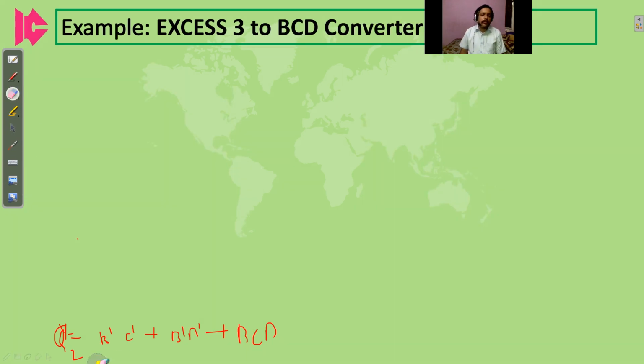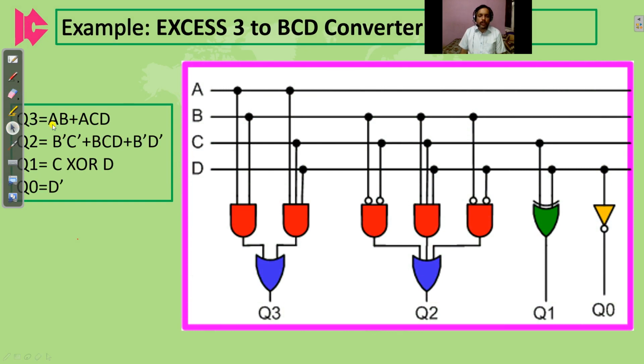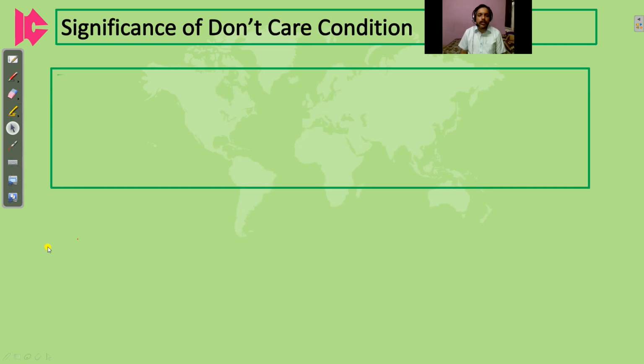Okay, if we design the circuit for this, it will have 4 inputs, with Q3 equal to A plus B plus ACD, so these are ANDed together and ORed together. Q2 will be B dash C dash plus BCD plus B dash D, it is bubbled here. Q1 is C XOR D, so an XOR gate is connected. And Q0 is nothing but D dash. So with this we have designed the XS3 to BCD converter.